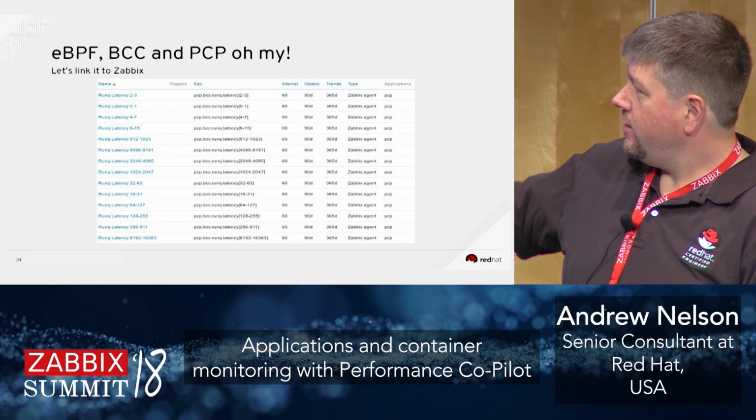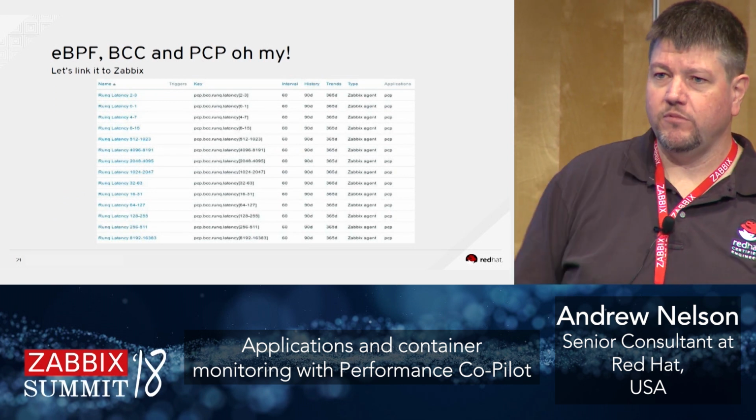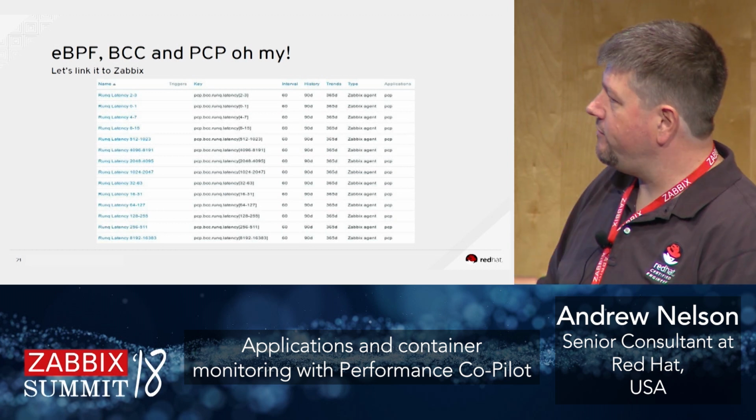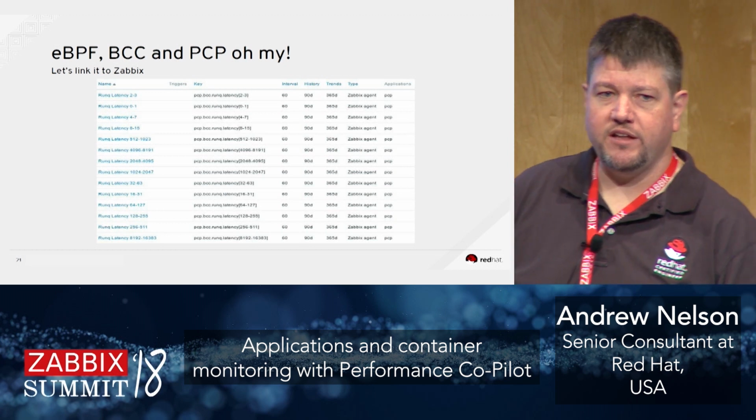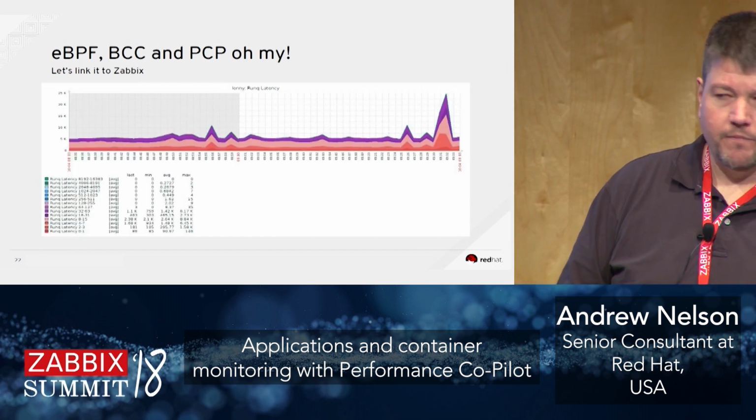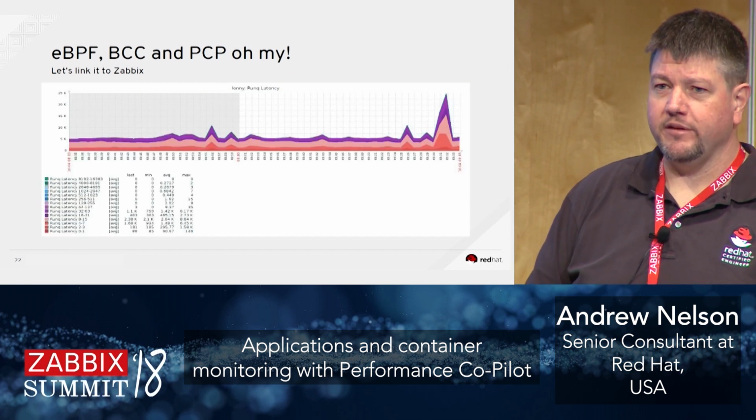Let's add it all into Zabbix. As you can see now, I've created this. I've had to create it for each item, but now I've got my whole set of run queue latencies and everything in there. And now I can graph the whole thing.